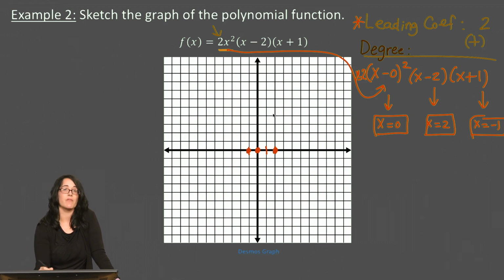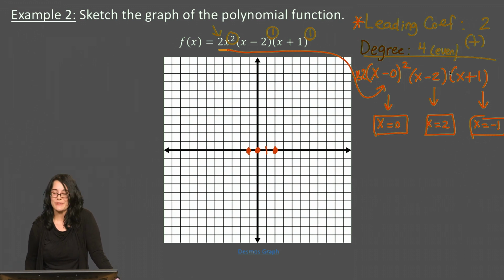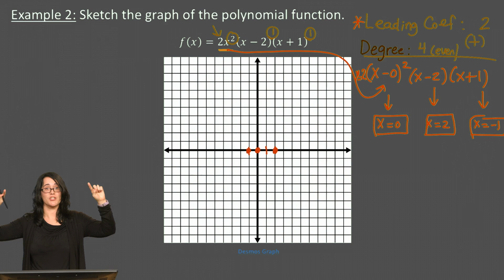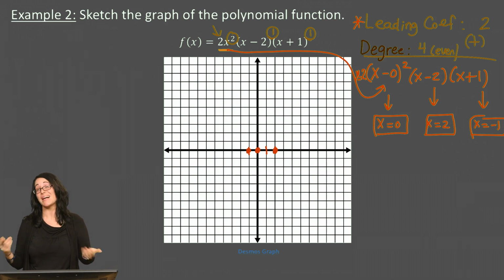Our degree would have been, remember, the sum of our multiplicities. So 2 plus 1 plus 1, and 2 plus 1 plus 1 is 4, which is even. So if we have even degree, they're going the same direction at the end, either both up or both down, right? But we have a positive leading coefficient, so we're both going up.